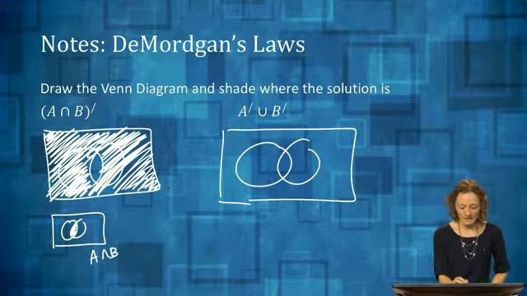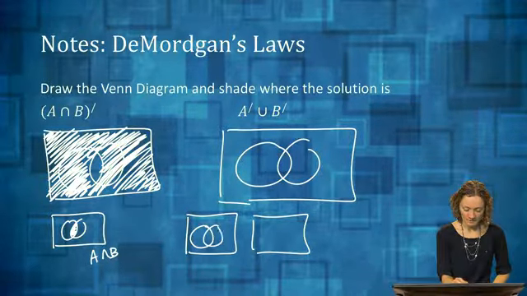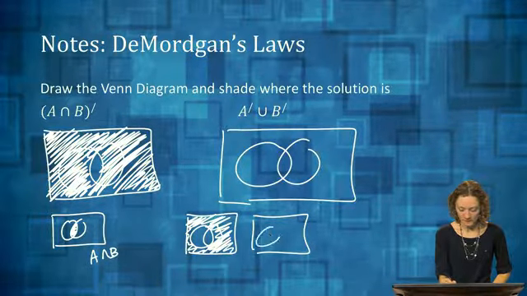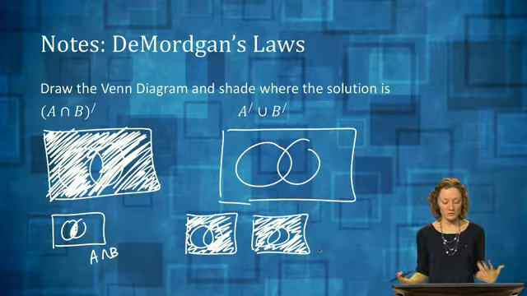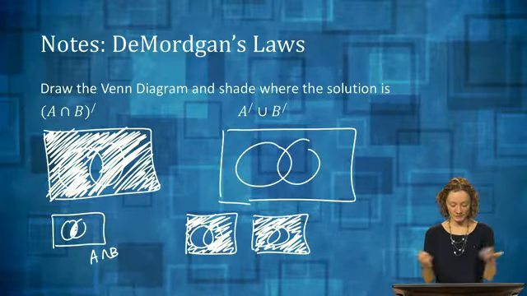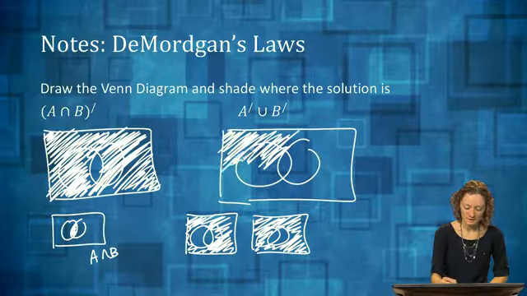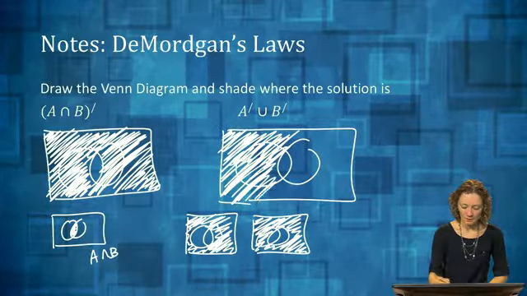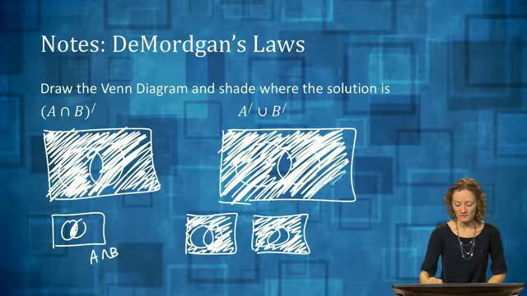And then the second one is A complement union B complement. So here's A complement. Here's B complement. And if we want to pull those two things together with the union, it's the marriage of the two. So anything you see shaded in either one is shaded in your final answer. So the shading, surprise, surprise, will be the same as the first one, or the one on the left.